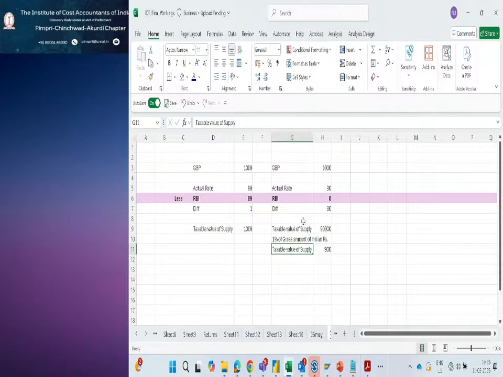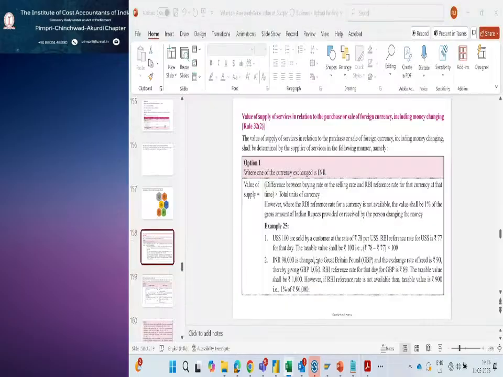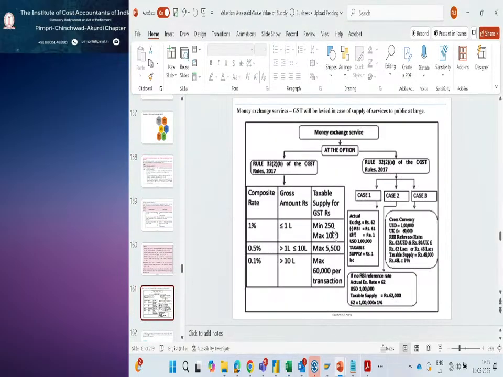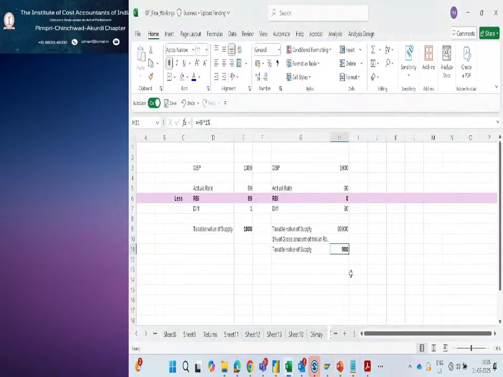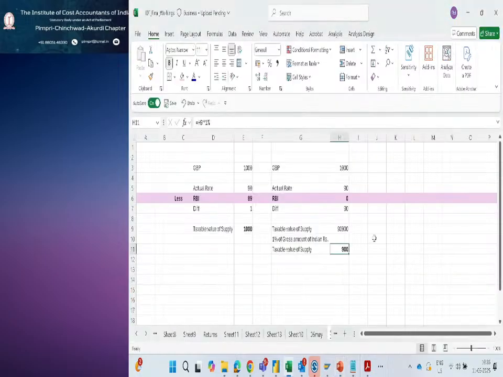So you need to understand two different scenarios here. If the RBI reference rate is given, the taxable value is 1000, and if you don't get the RBI reference rate, then your taxable value of supply is 900. This is the same which you are seeing in case 1 and case 2. Understand? Now we are into case 3. Any doubt, please let me know. Now we are into case 3.